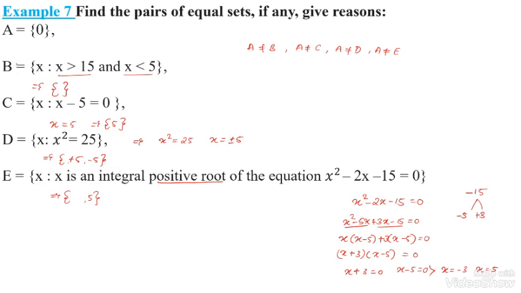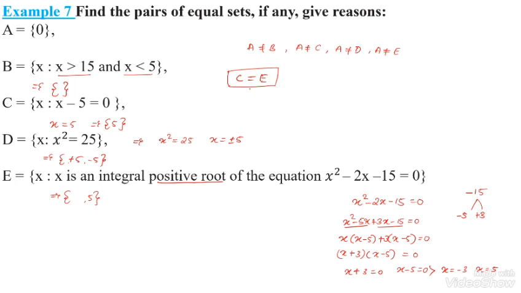Now, while observing B, B is an empty set. So A, C, D, E are not a pair of equal sets with B. While observing, C and E are the only pair of equal sets. C and E are the only equal pair of sets. Otherwise, there are no equal sets.